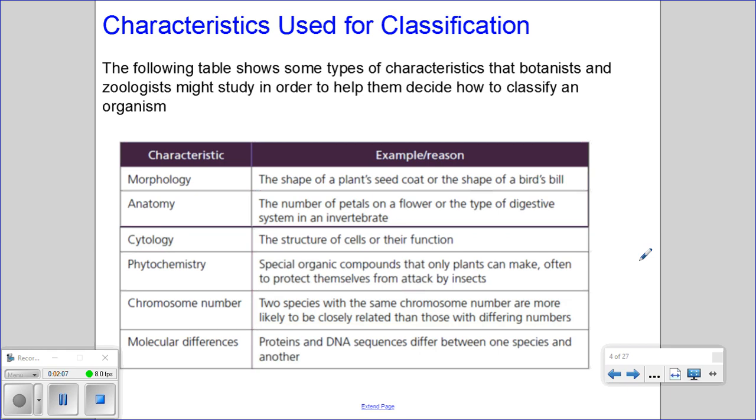Now, other characteristics that can be used for classification are the following. The following table shows some types of characteristics that botanists and zoologists might study in order to help them decide how to classify an organism. So they could use morphology, anatomy, cytology, the structure of the cells or their function, phytochemistry, chromosome number, or molecular differences, so proteins and DNA sequences that can differ between one species and another. So looking at differences between DNA sequences or amino acid sequences between different species. And this is what we will focus in on for this form of classification.